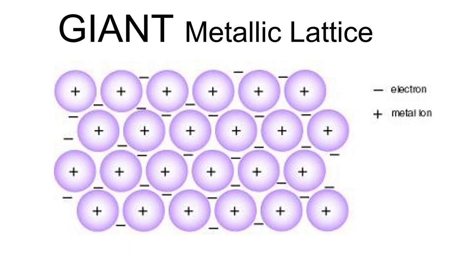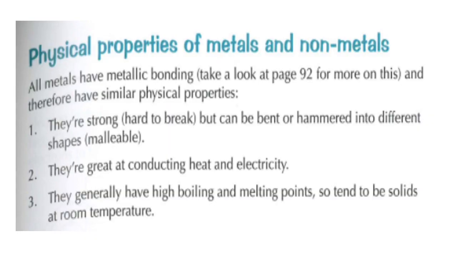Here's a giant metallic lattice. Here's a picture of it. And the physical properties of metals. Metals are strong and malleable. They can be bent to shape. We saw that with the gold leaf experiment earlier on.